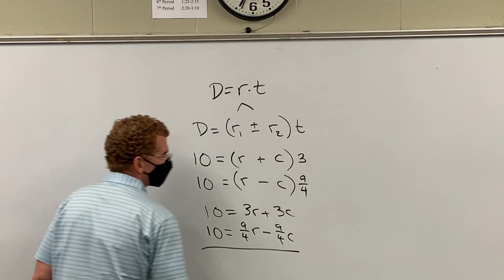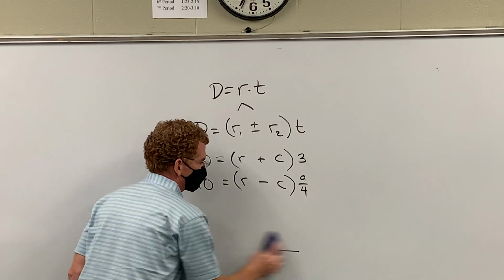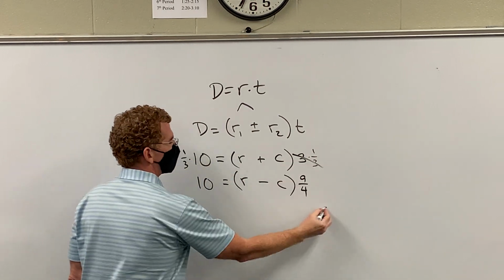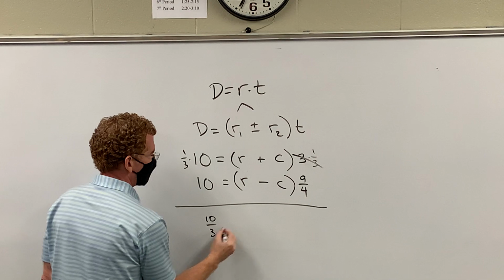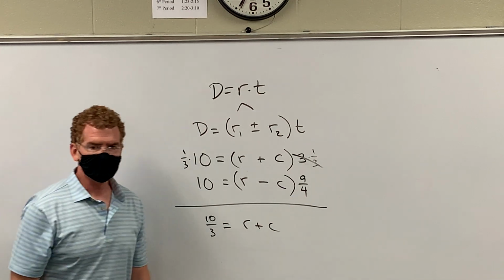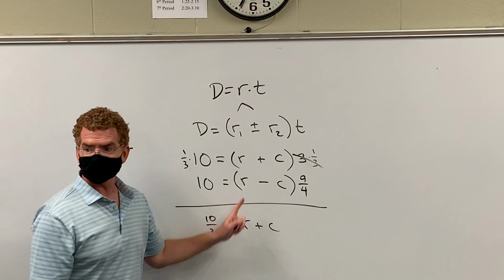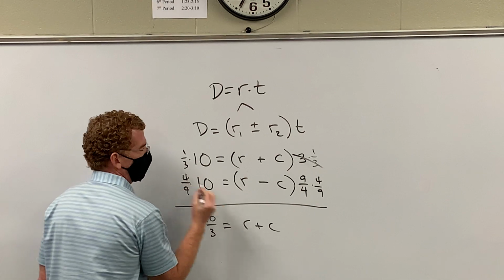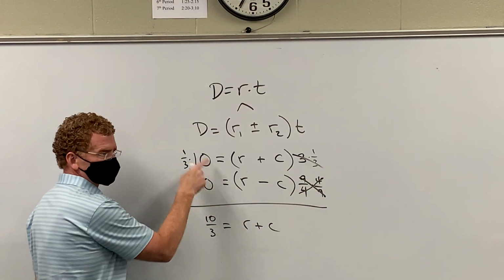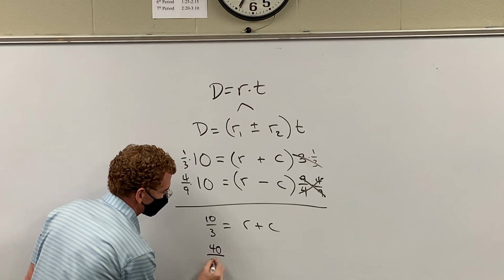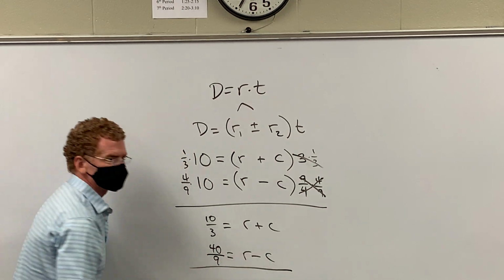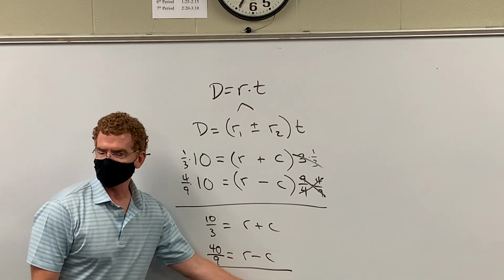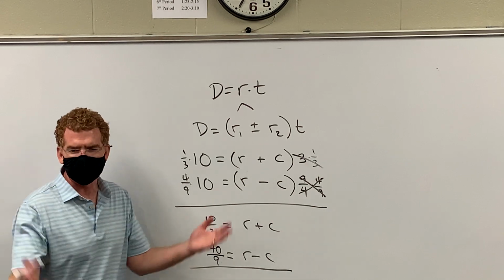How about this? What if I don't distribute? What if I don't do this? And instead, oh, that's kind of nice. 10/3 equals R plus C. What if I don't distribute that, but multiply by 4 ninths. 4/9? And a lot of times, this even cancels nicely over here. But I get 40/9. Now, how's elimination look out for you? What does it look like? Good. Very nice. Are you with me? Yep. And I might have to deal with a fraction here, but you know how to do that, right?